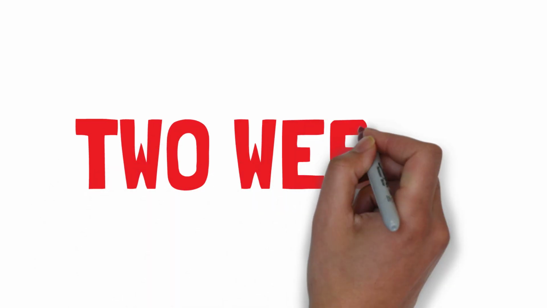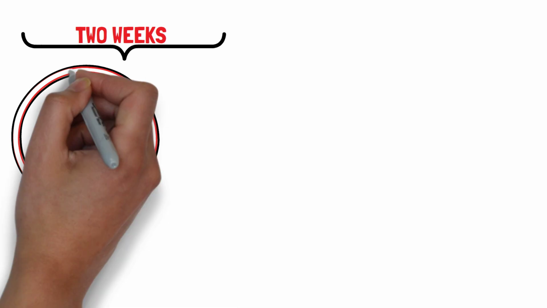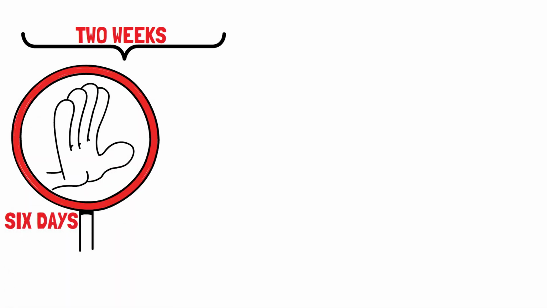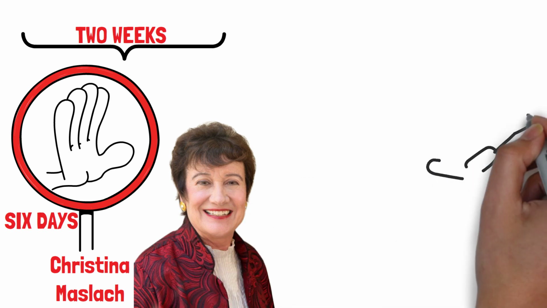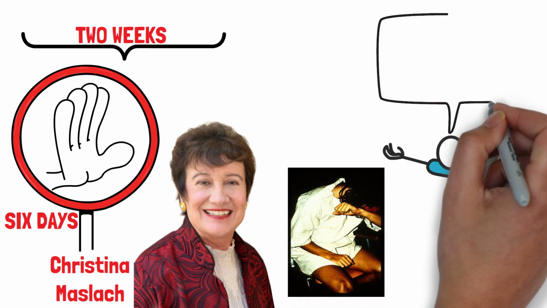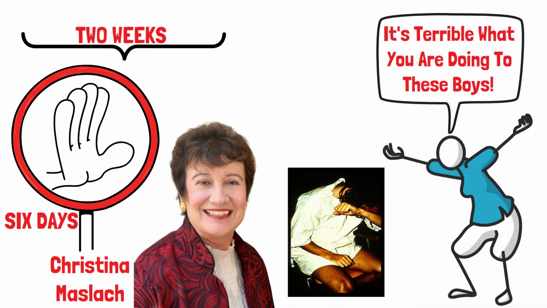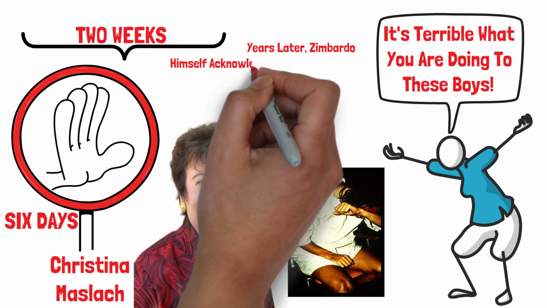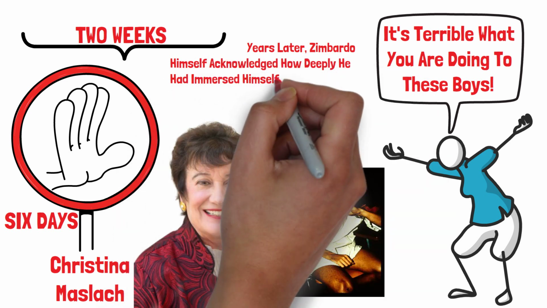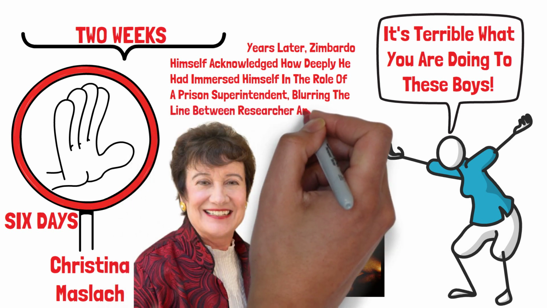Originally planned to run for 2 weeks, The Stanford Prison Experiment was abruptly halted after just 6 days. Christina Maslach, a Stanford PhD brought in to conduct interviews, was appalled by the abuse inflicted by the guards upon the prisoners. "It's terrible what you are doing to these boys," she exclaimed. Years later, Zimbardo himself acknowledged how deeply he had immersed himself in the role of a prison superintendent, blurring the line between researcher and participant.